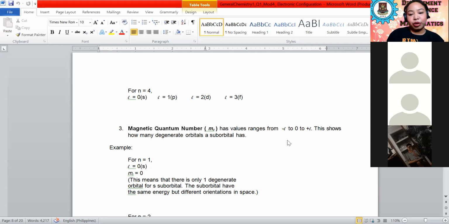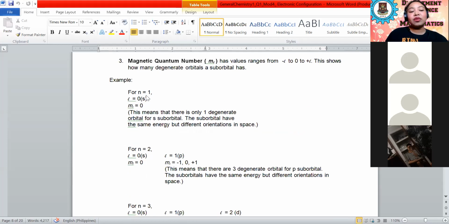The value for the magnetic quantum number ranges from negative L to 0 to positive L. So, for example, for n is equal to 1, we get L = 0. Since it is 0, there is no negative and no positive. We only have one value for the magnetic quantum number, that is 0. This means we only have one degenerate orbital for the S subatomic orbital.